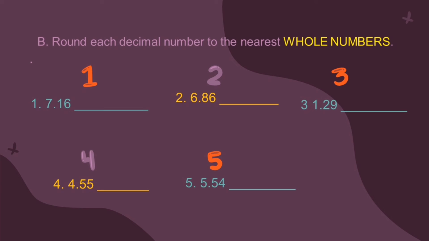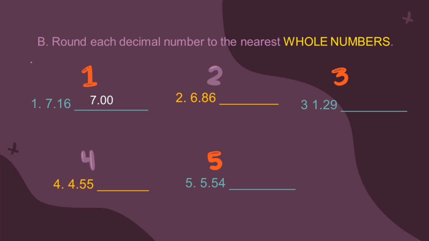Exercise B. Round each decimal number to the nearest whole number. Number 1, 7.16. Number 2, 6.86. Number 3, 1.29. Number 4, 4.55. And number 5, 5.54. Answer now.